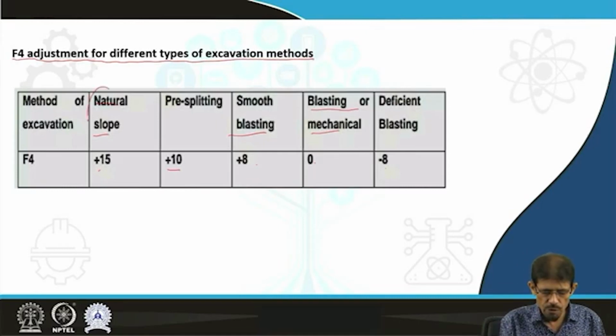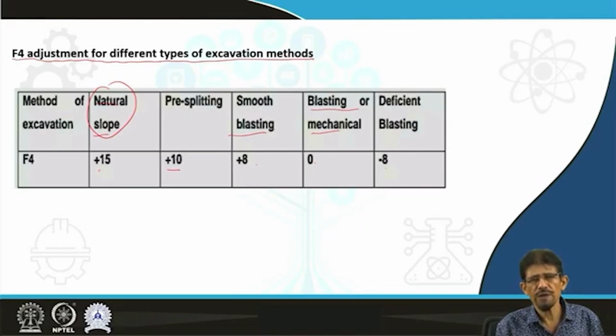So a natural slope affected by erosion and weathering has the value plus 15, which supports or enhances the SMR value, because these processes, as per Romana, clear the slope and make it resistant.